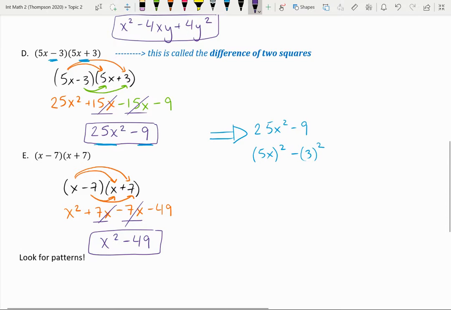Again, if I wanted to, I could pick this x squared minus 49 apart, and I could recognize that x squared is a perfect square and 49 is a perfect square, which is going to lead us into our factoring, which we're getting into later this chapter.